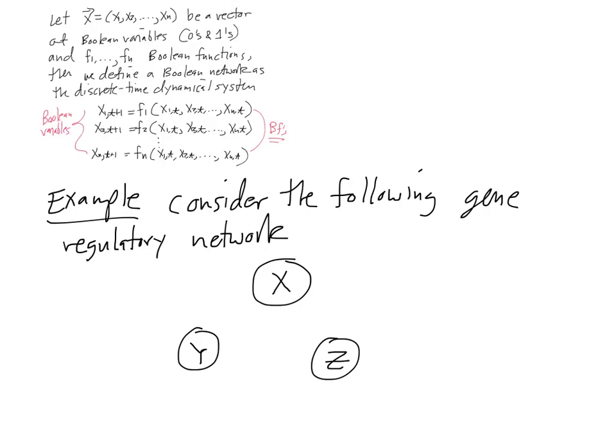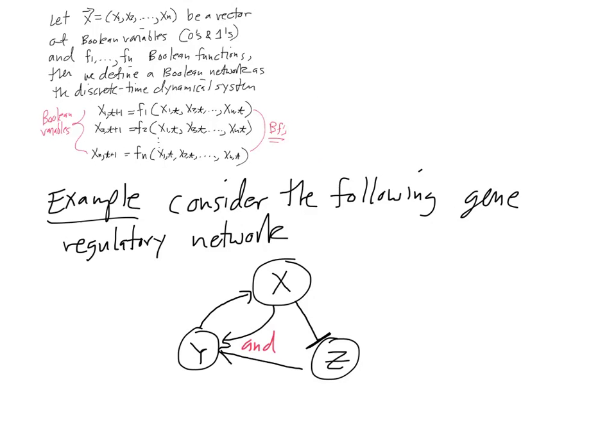You have three genes. You have X being inhibited by Y, and X inhibiting Y, and Z inhibiting Y. And you have X also suppressing Z, and that's with a blunt arrow. We're going to assume that both X and Z need to be present in order to inhibit Y. And with this, you can construct a Boolean network model.